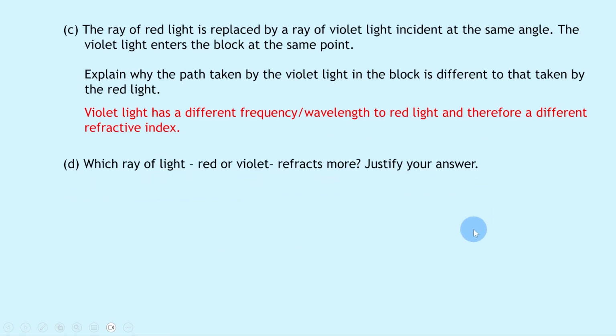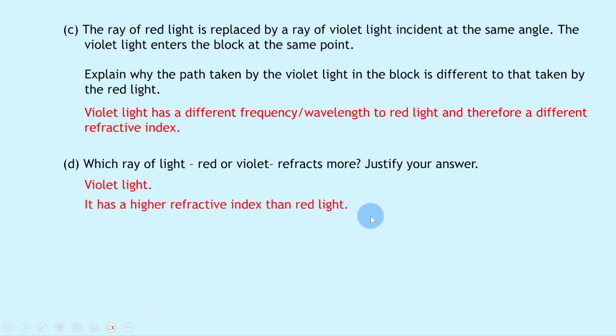Justify your answer. Well, we can say it's going to be violet light, and that's because it has a higher refractive index than red light. And remember, the greater the refractive index of a material, the more it's going to bend or refract light.